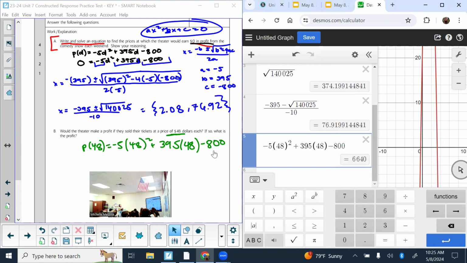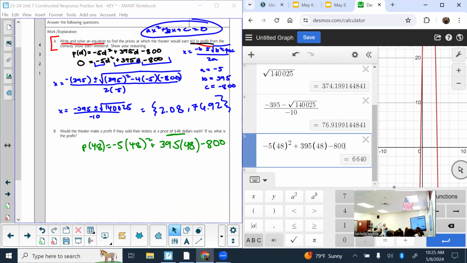So is it possible to have a profit of about $6,000? Is that a reasonable amount? Like it's not negative, right? So then you would say, yes, it would make a profit because it's not 0 and it's not negative. And you would say the profit is 6,600 points. That's a profit.